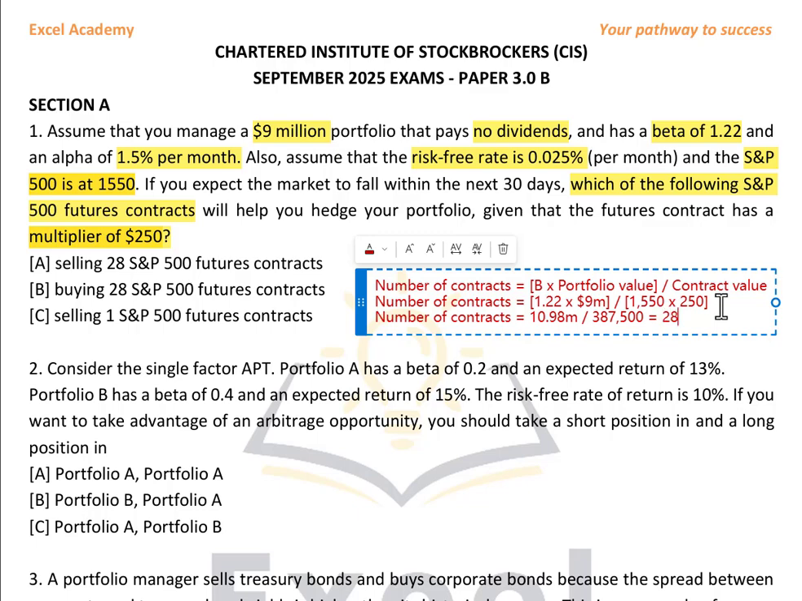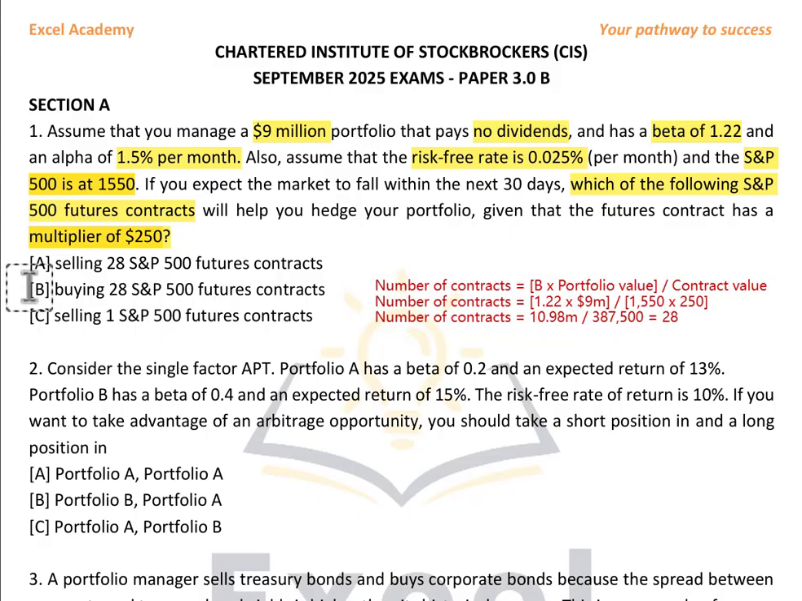So here we have 28.3354, but it's approximately 28. This means that we are going to buy 28 S&P 500 futures contracts. So the answer to number 1 is B. Let's solve question 2.